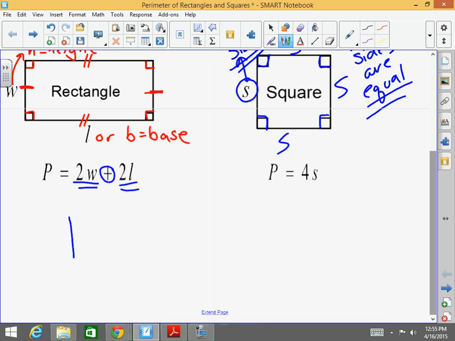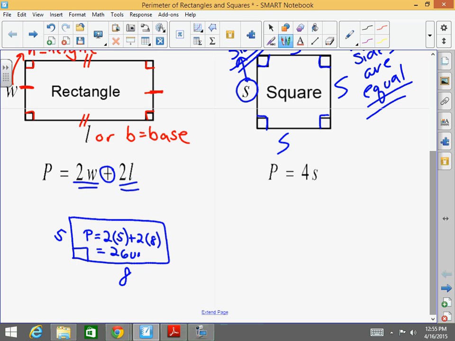So for example, I give you this rectangle and I say the width is 5 and the length is 8. The perimeter will equal 2 times width plus 2 times length, which will equal 10 plus 16, which is 26 units. The reason I put units is because I could have it in inches, yards, miles, feet. Okay?